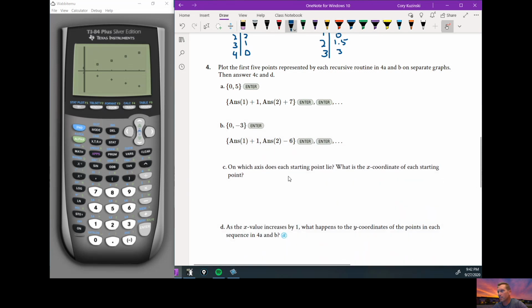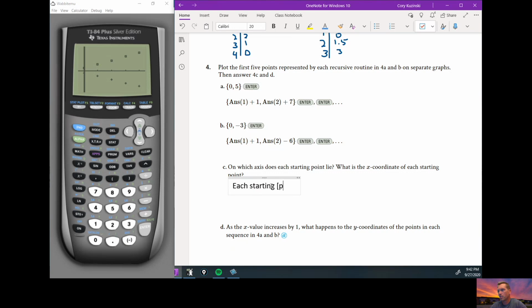Next up, on which axis does each starting point lie? They both start on the y-axis right there, 0 and 0. Okay, so let's go type that in. Each starting point lies on the y-axis. And what is the x coordinate of each starting point? That would be 0.